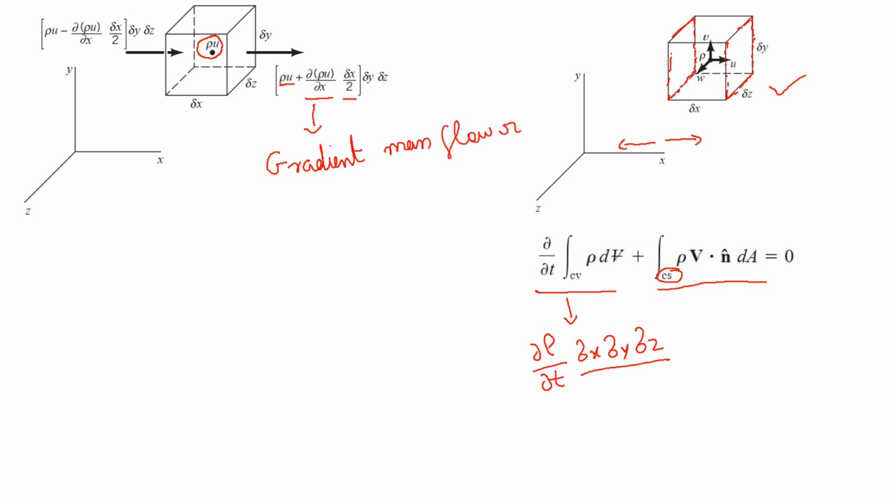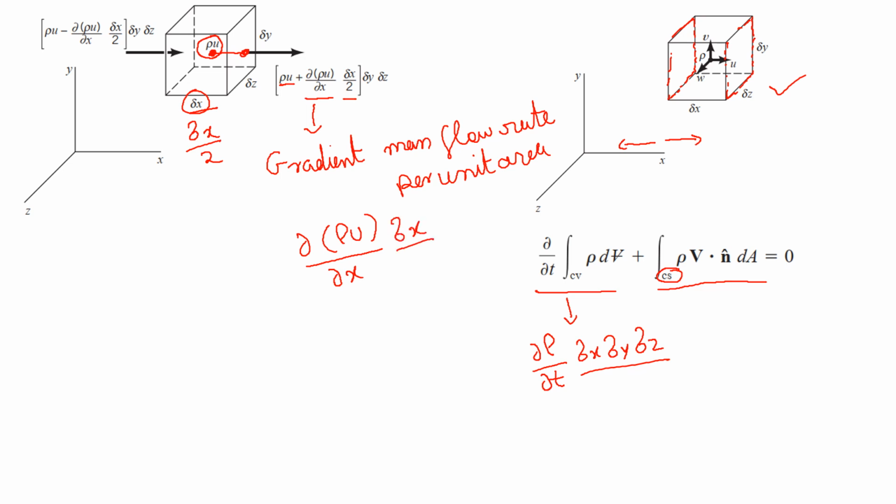It means the mass flow rate per unit area is changing in a particular direction, and this is the partial change in the x component of mass flow rate per unit area in the x direction. And how will this change when it moves from the center to this face? It will cover a distance of half of delta x, that is delta x divided by 2, because it's moving from the center to this face, so it will cover half the distance. So multiply by this distance, delta x divided by 2.